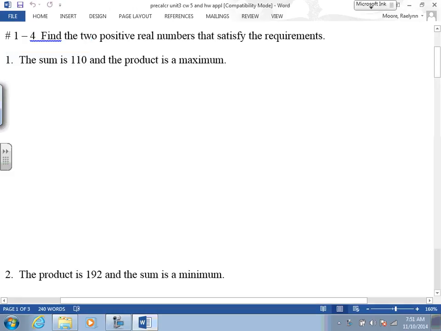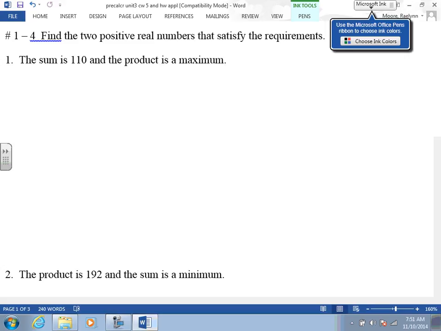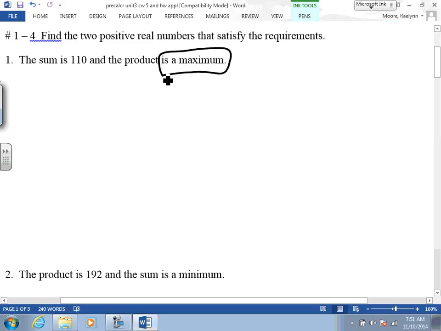Okay, now, here's the thing with your applications. Anytime it uses the word maximum or minimum, that's what we're going to put in your y equals. Anytime it has a maximum or minimum, because what's going to happen is you're going to get a parabola.